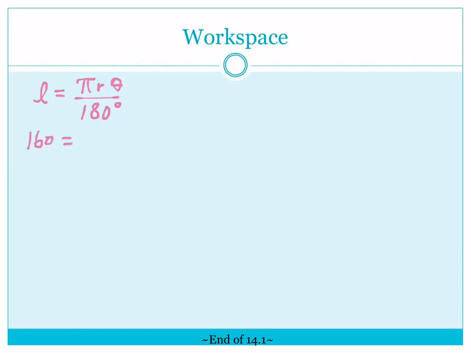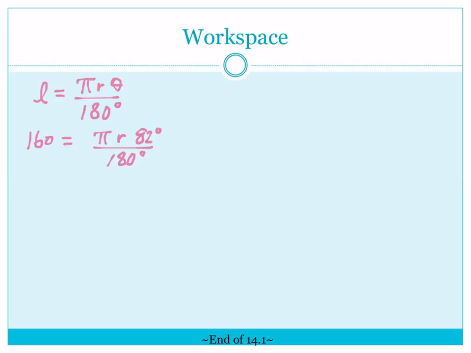160 centimeters. Pi is a number all by itself. R, the radius, is actually what we're looking for, right? And then theta is the other piece they give us, 82 degrees. So you have 82 degrees over 180 degrees. So what are we going to have to do to solve this problem? We're going to have to isolate r. We need to get r by itself. So what am I going to do first? Multiply the right side by 180 and multiply the left side by 180. Okay, so we're going to multiply by 180.